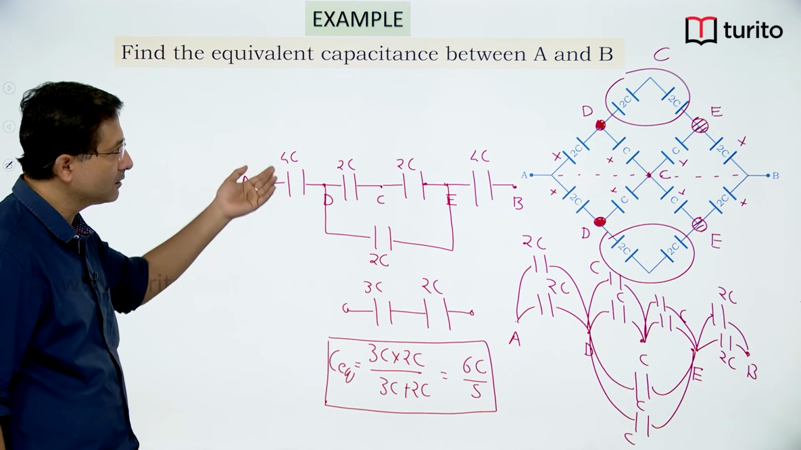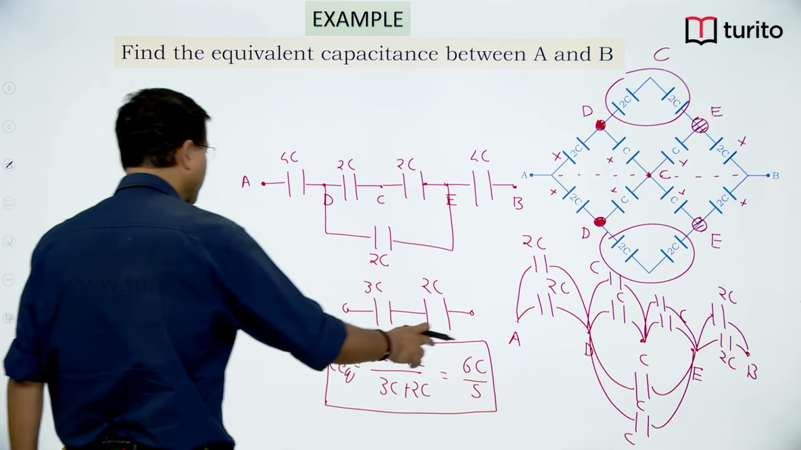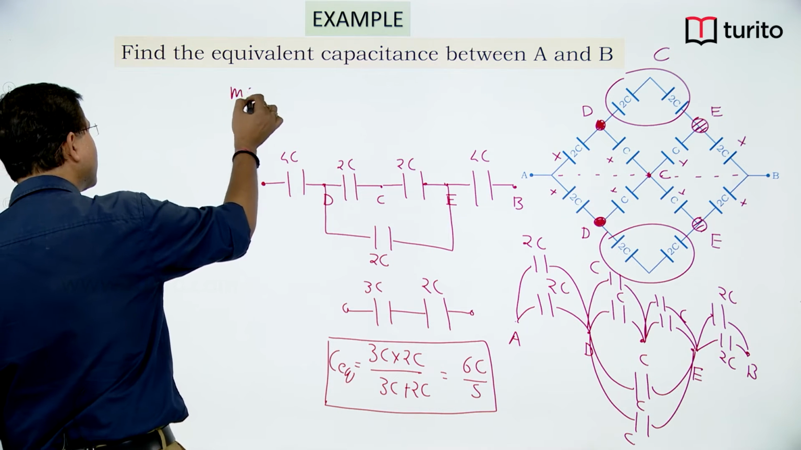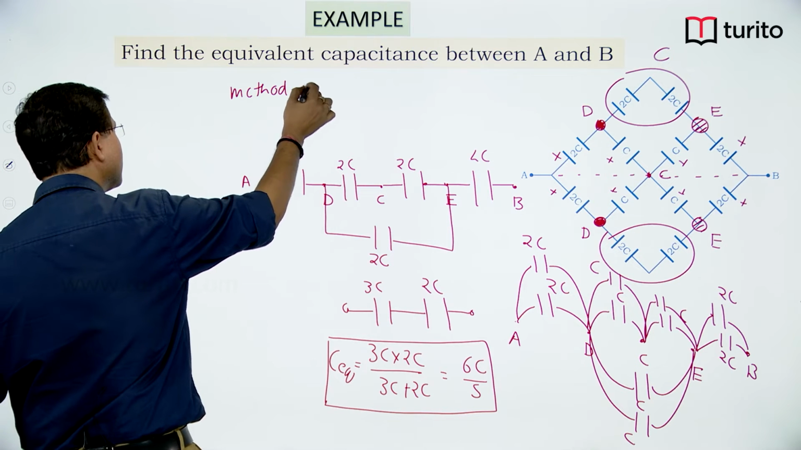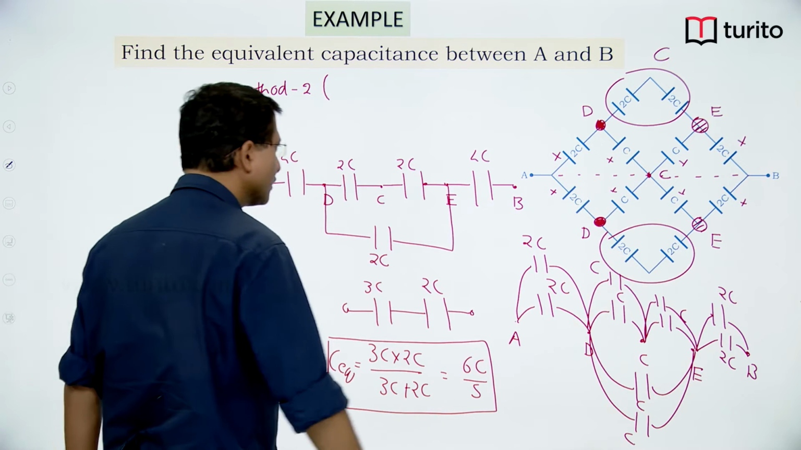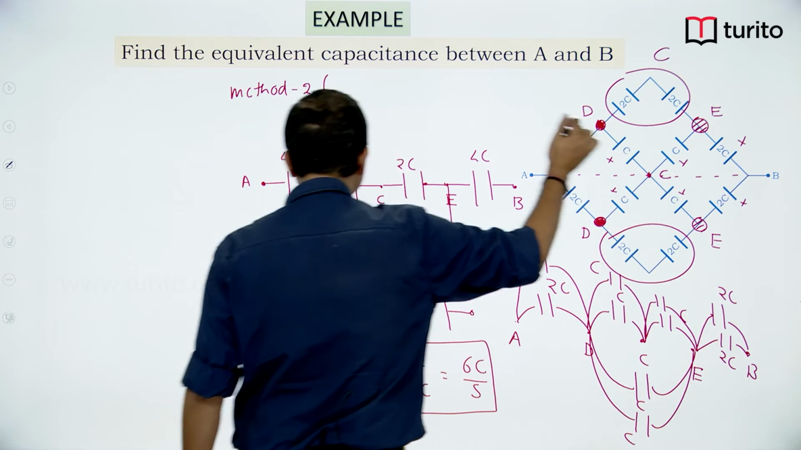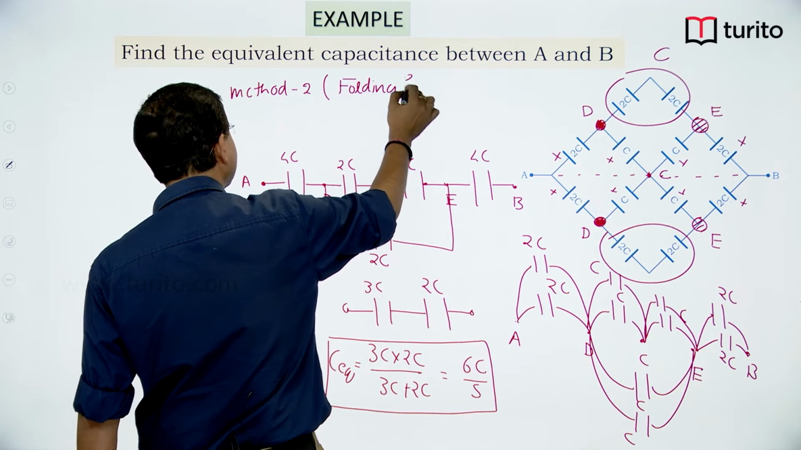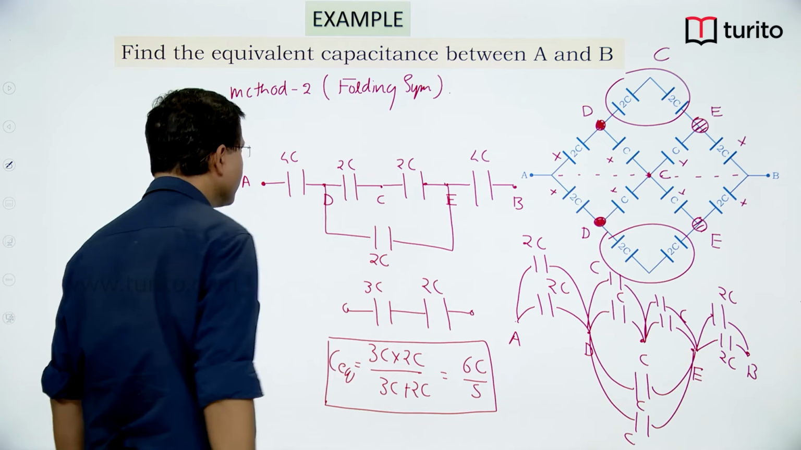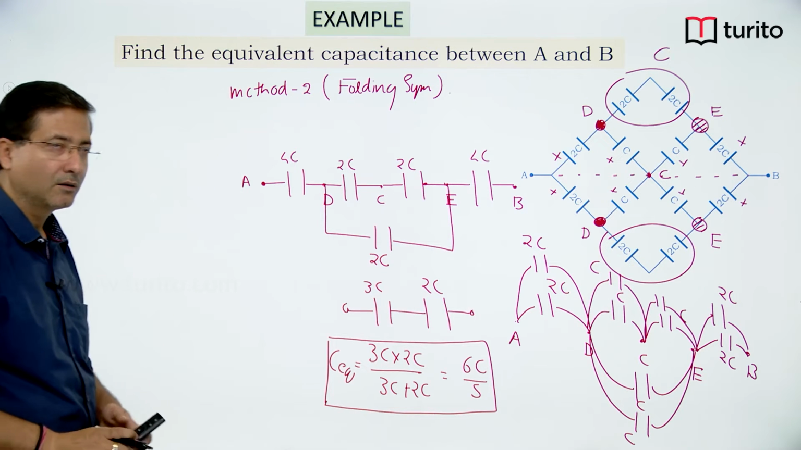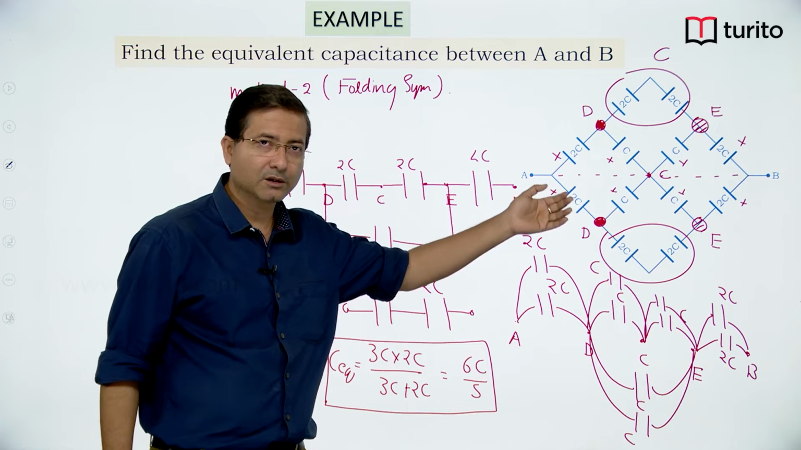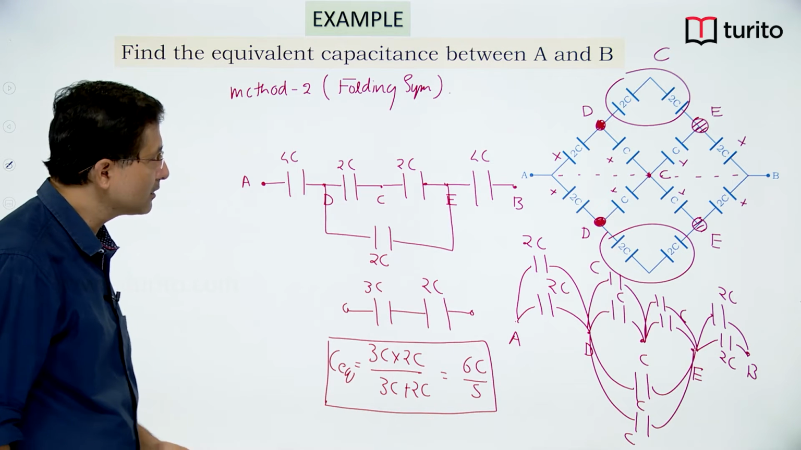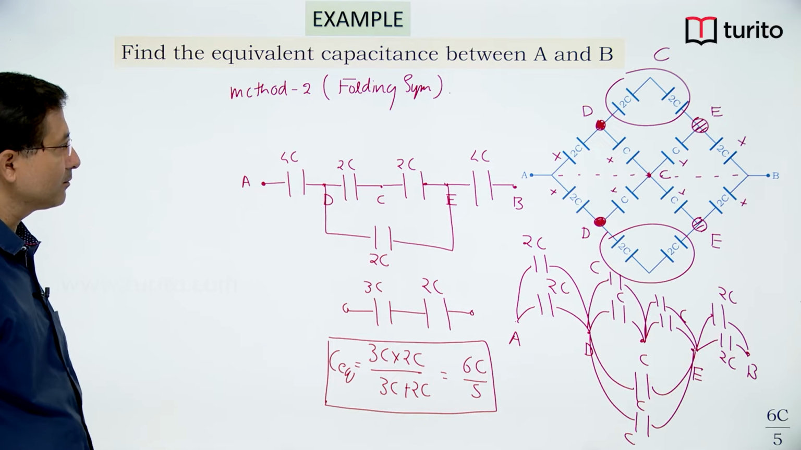So by method 1 we got 5C by 6C by 5, and by method 2, the folding symmetry method, we are getting the same result. So we have solved the same problem by both the methods, and we are getting the same result, right? Now let us move to the next example.